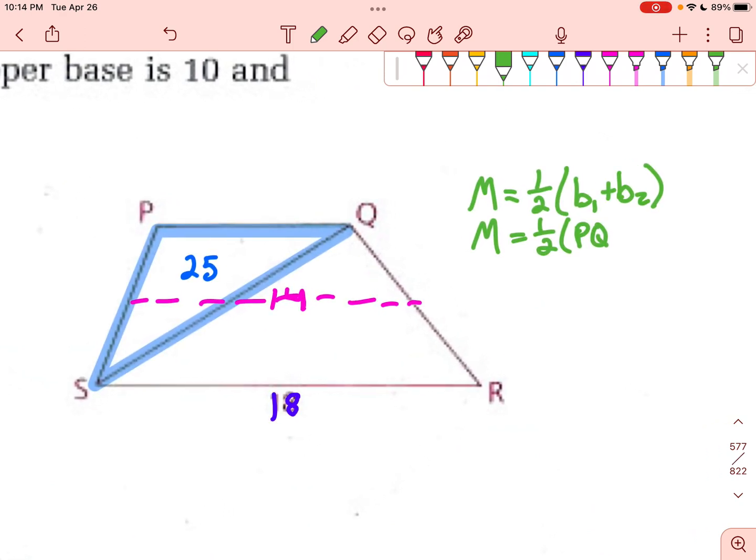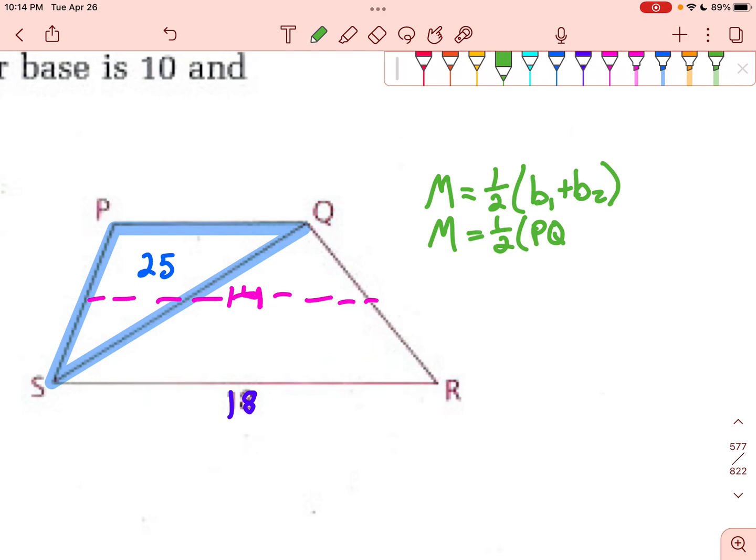So the next thing I'm doing over in green is I'm actually just writing the formula for the median. So keep in mind that the median is 1/2 base 1 plus base 2. After I do that, I'm going to go ahead and plug in the numbers. In other words, the median is 1/2 PQ plus SR. And then let's plug in our numbers again. So the median is 14, and that's 1/2 PQ plus SR, which is 18.